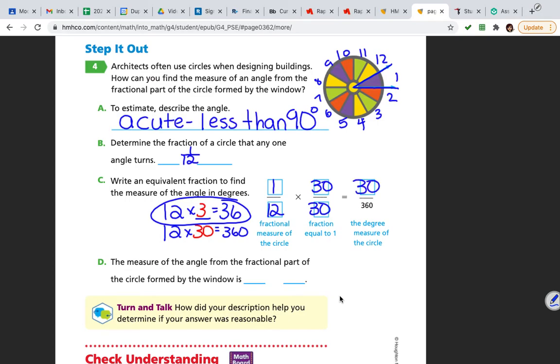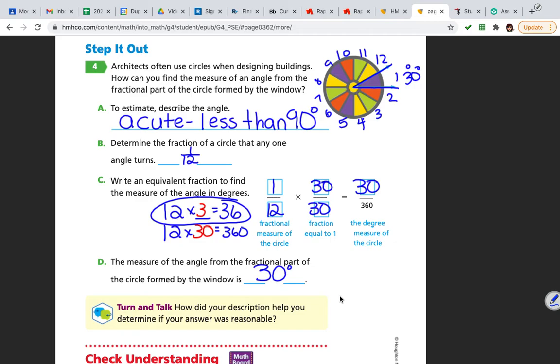So we know that this little angle right here, we can tell the degrees on it. So the measure of the angle from the fractional part of the circle formed by the window is 30 degrees. So we know that this right here is 30 degrees. Each one of these is 30 degrees. And if you were to add 30 up 12 times, 30 times 12 is 360.